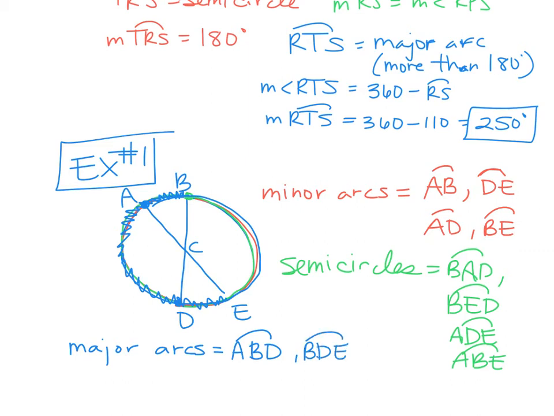Anyone else see one? So we started at A and went to the right. What if we started at A and went to the left? You could say A, D, B would be a major arc. Or start at B and we went left, go B to the right. That would be BDA.